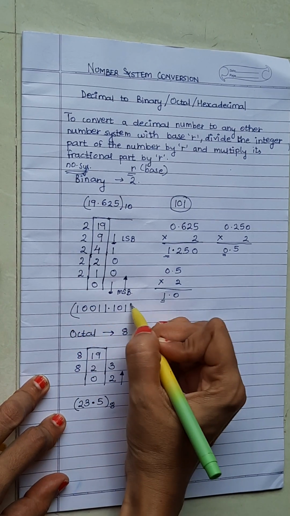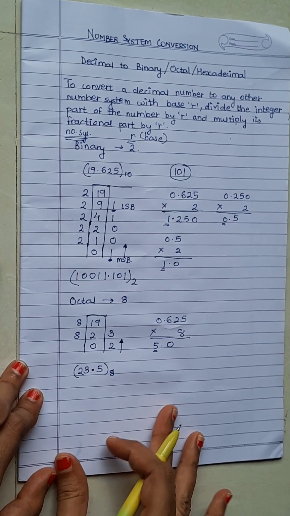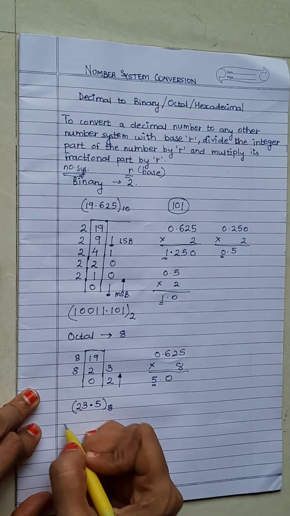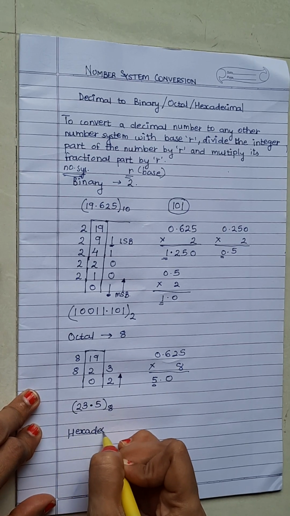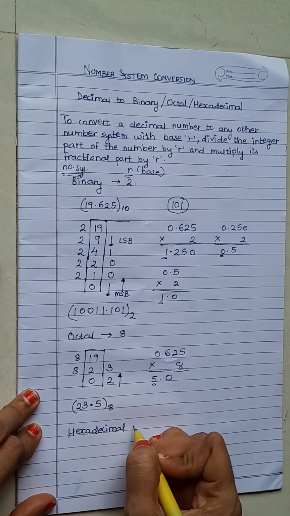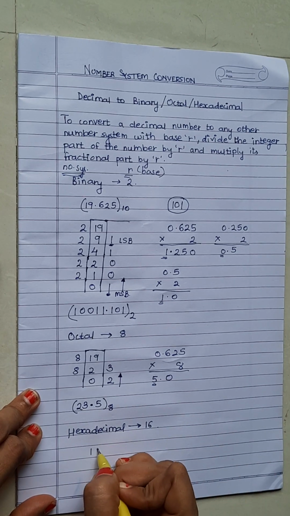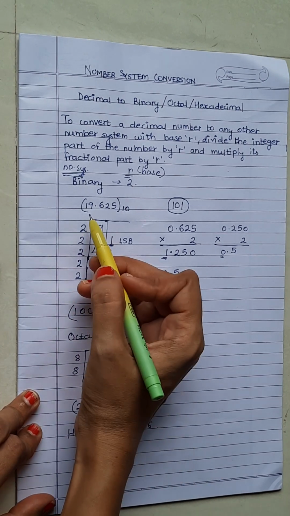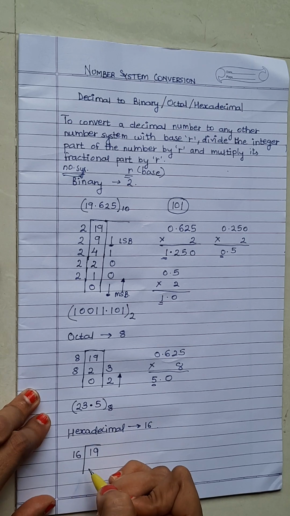This was its binary form. This is its octal form. Now similarly, if I want to convert it into hexadecimal, then we all know that hexadecimal's base is 16. So I will have to divide the integer part of the number 19.625. Integer part is 19. I divide it by 16.